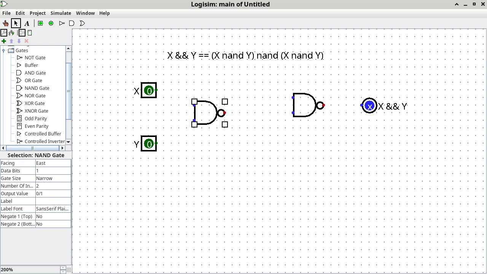The first one is going to compute X NAND Y. Since this is already a NAND gate, that's pretty easy. X goes to one of the inputs, Y goes to the other input, and the output of this thing is going to be X NAND Y. Are we good with that?